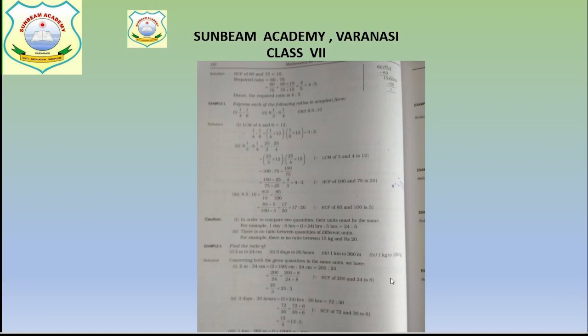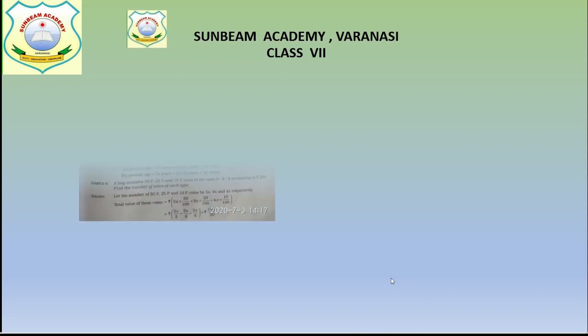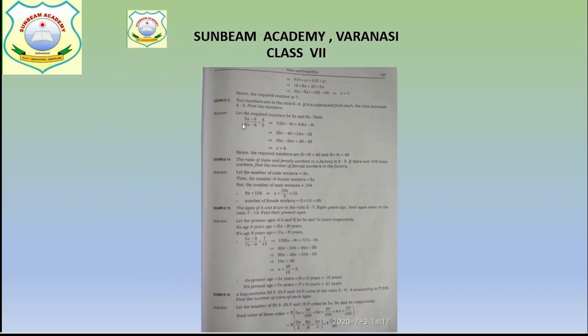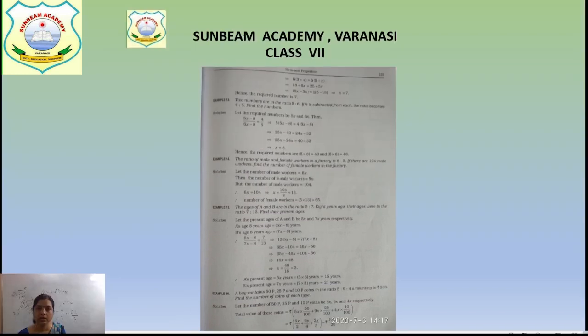Children, the next question is, let me show you another question from a different page. Okay, let's take one word problem. Two numbers are in the ratio 5:6. If 8 is subtracted from each, then the ratio becomes 4:5. Find the numbers. Okay, two numbers are there and they are in the ratio 5:6, means their simplest form is 5:6. So let's solve it, children.